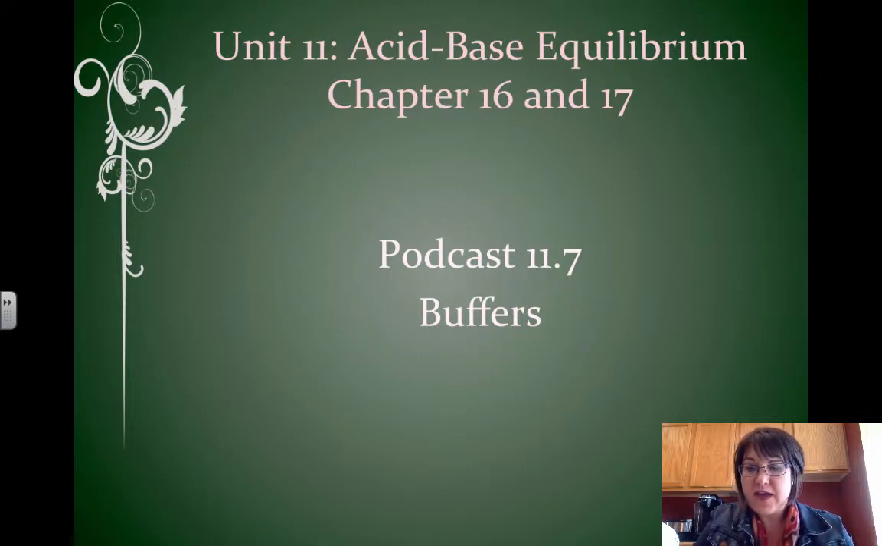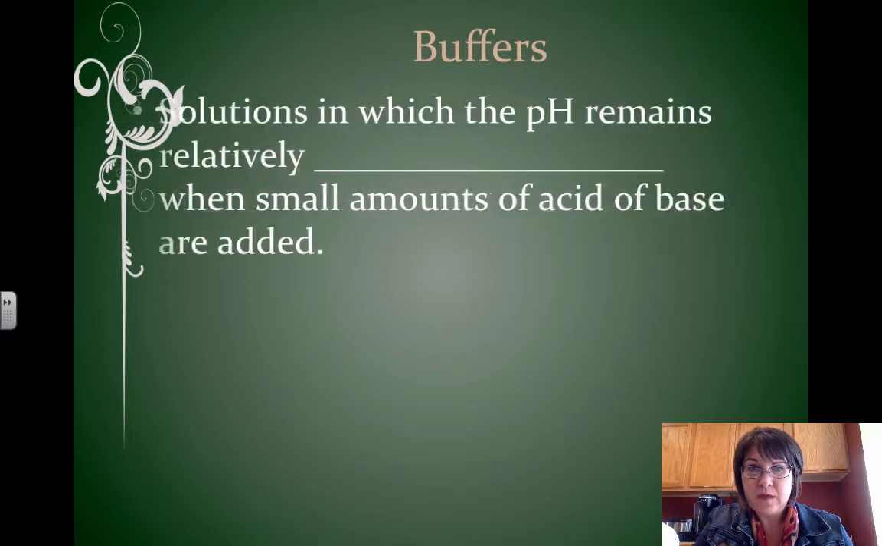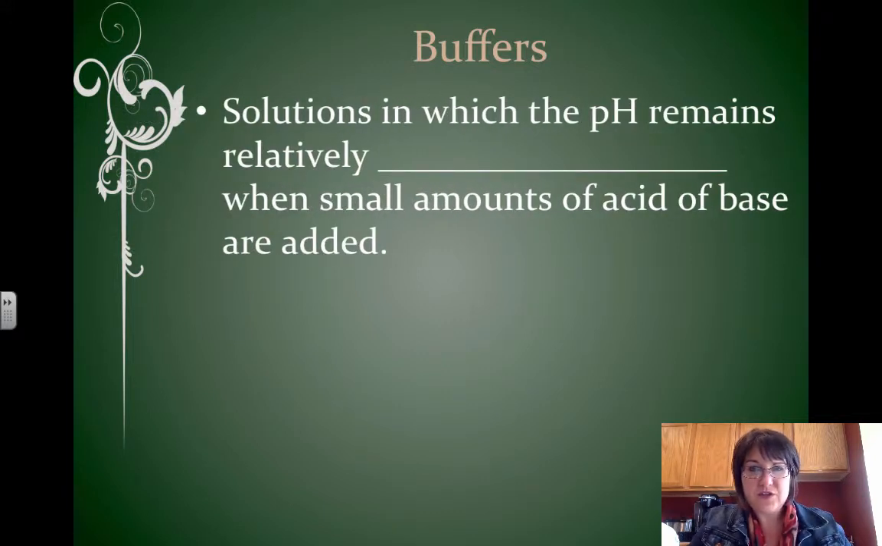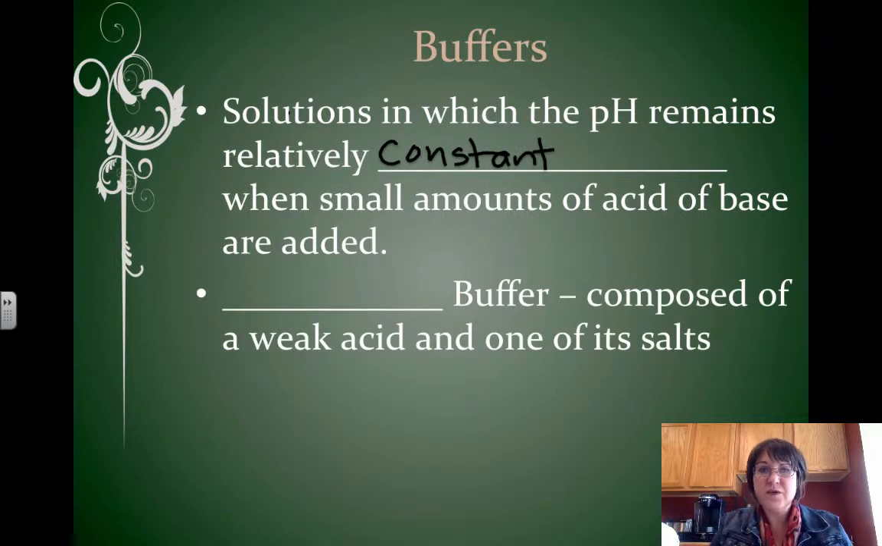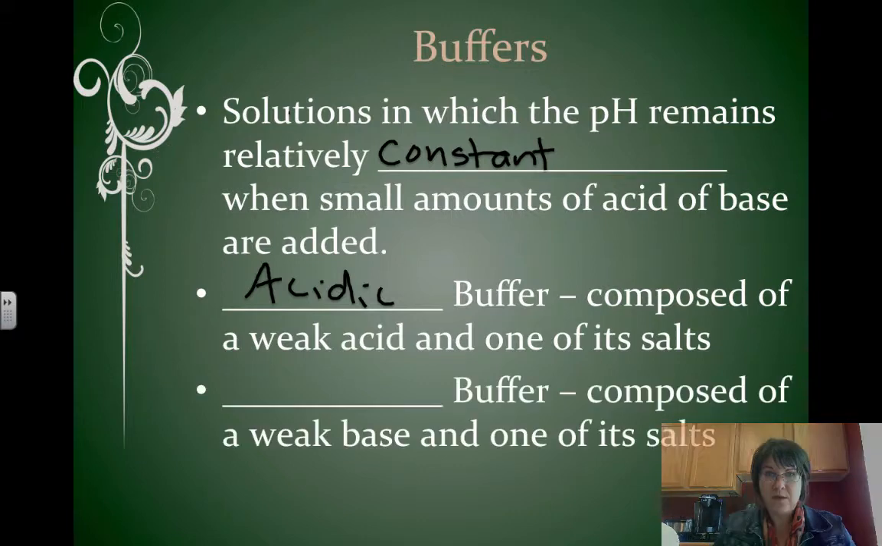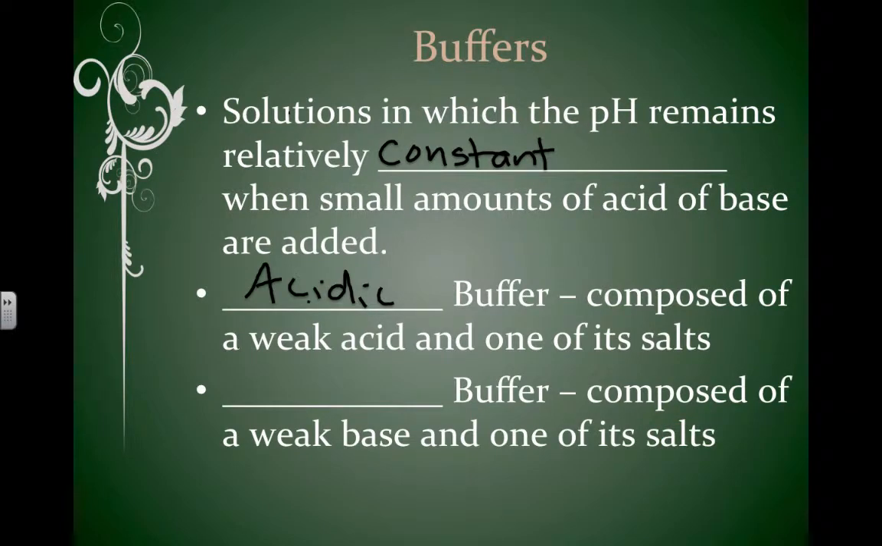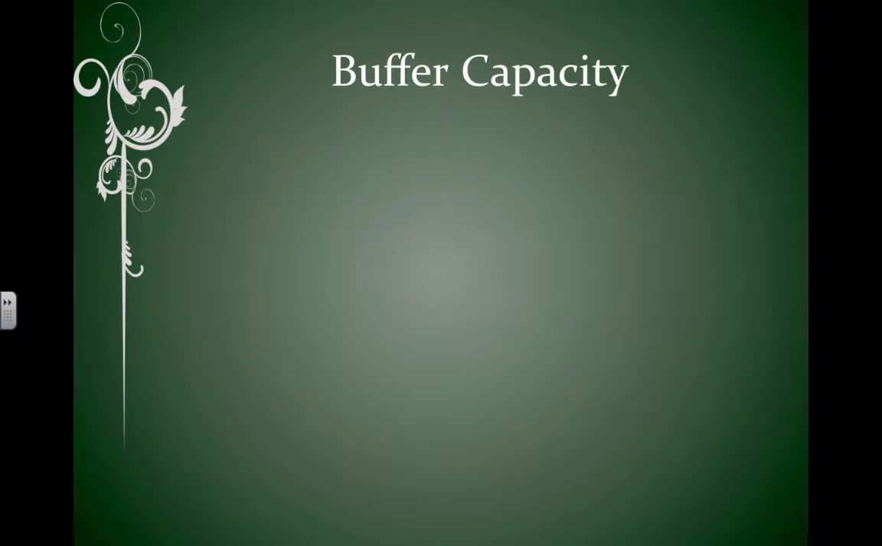Today we're going to look at the topic of buffers. Buffers are solutions in which the pH remains relatively constant even when small amounts of acids or bases are added. There's two kinds of buffers that we could have. We could have an acidic buffer, which is composed of a weak acid and one of its salts. Or, of course, we could have a basic buffer consisting of a weak base and one of its salts.